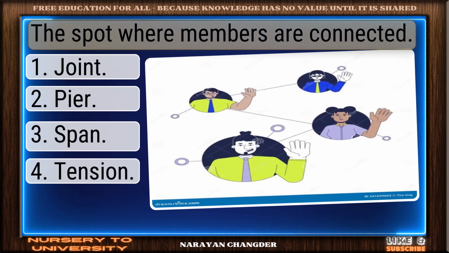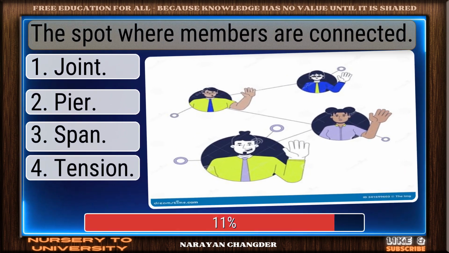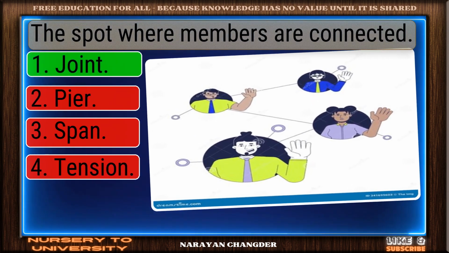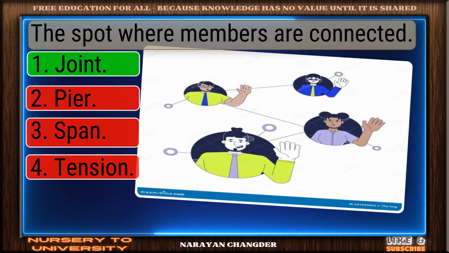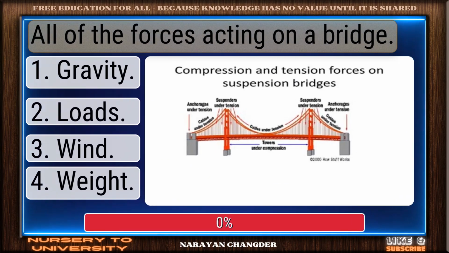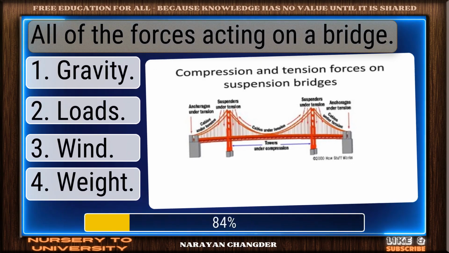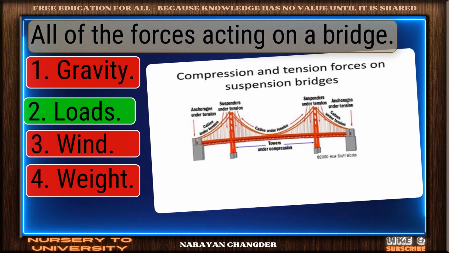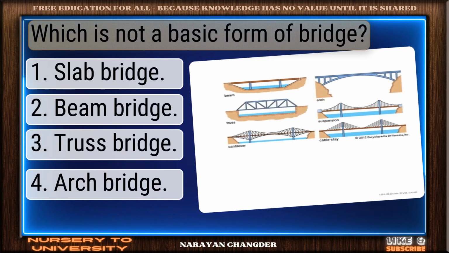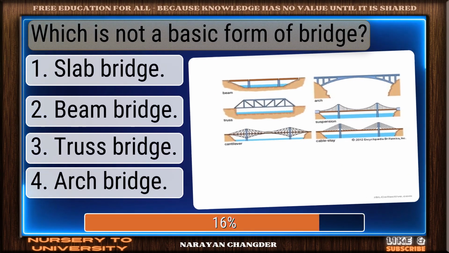The spot where members are connected. Excellent choice. Joint is the right answer. All of the forces acting on a bridge. Strong choice. Loads is the right answer, which is not a basic form of bridge.